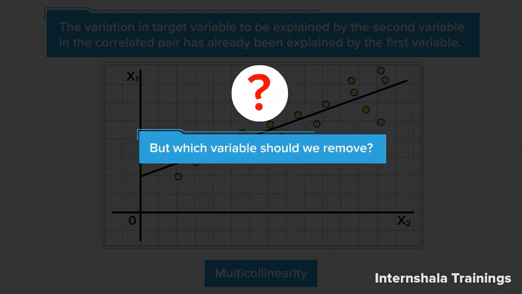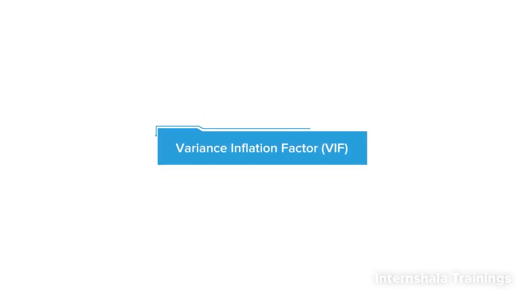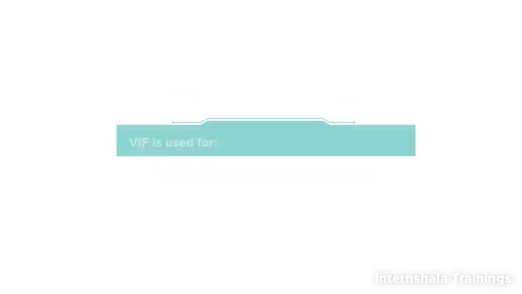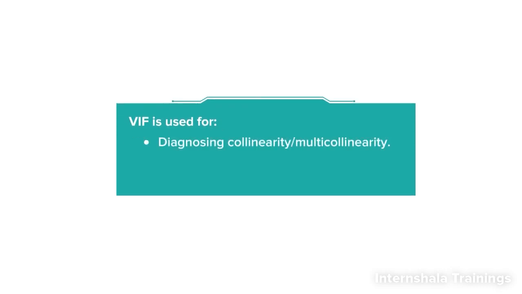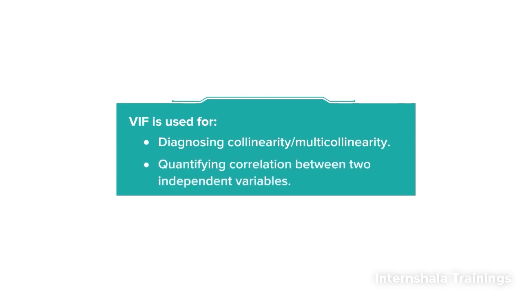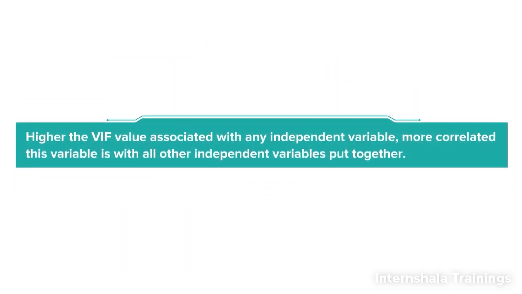But which variable should we remove? For this, we will take the help of a concept called variance inflation factor, also known as VIF. Let's see what it does. It is used for diagnosing collinearity or multi-collinearity, and it quantifies correlation between two independent variables. The interpretation of VIF is such that the higher the VIF value associated with any independent variable, the more correlated this variable is with all other independent variables put together.